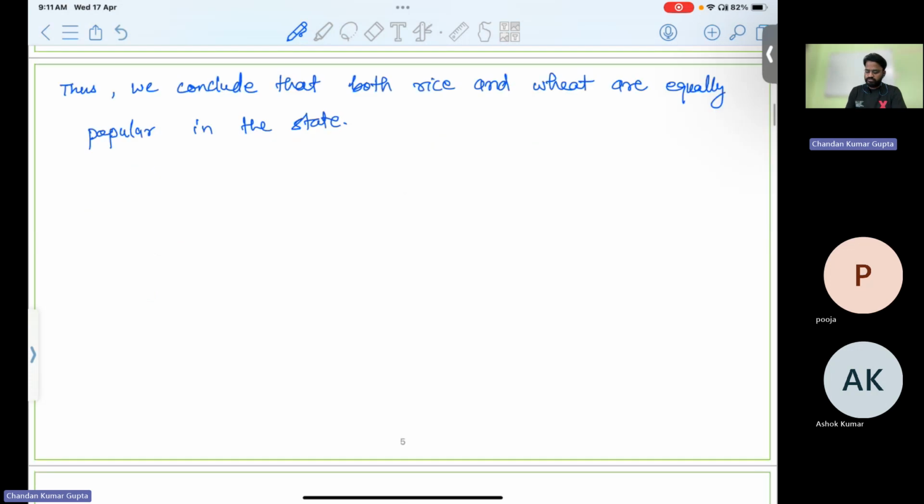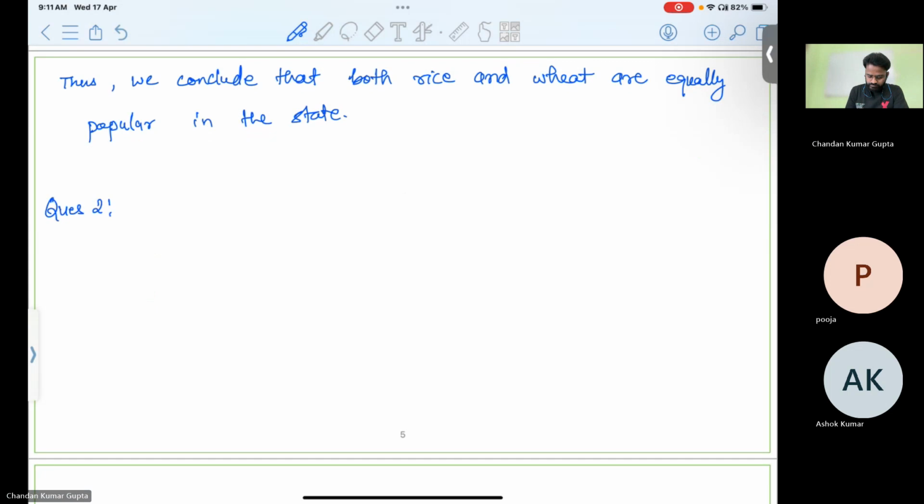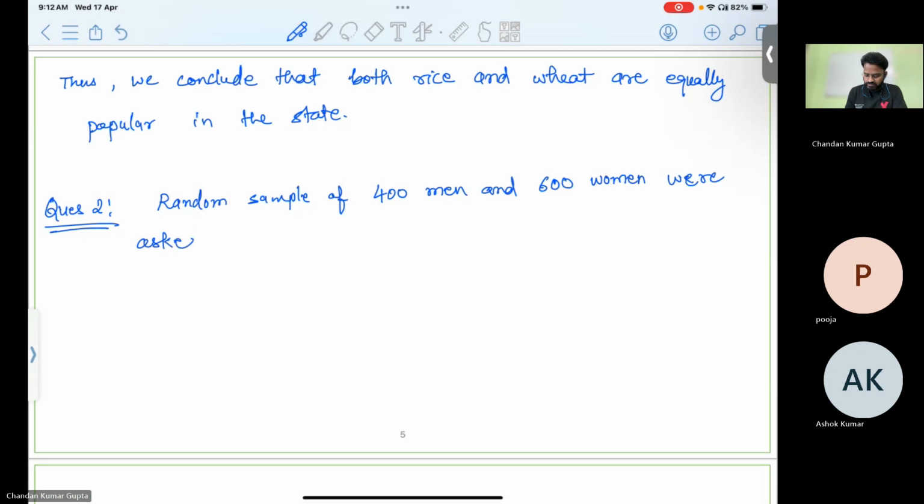Okay, a similar question. It is given that random samples of 400 men and 600 women were asked whether they would like to have a flyover near their residence.